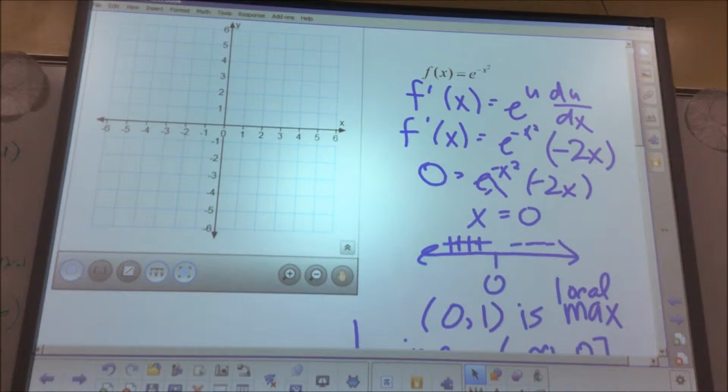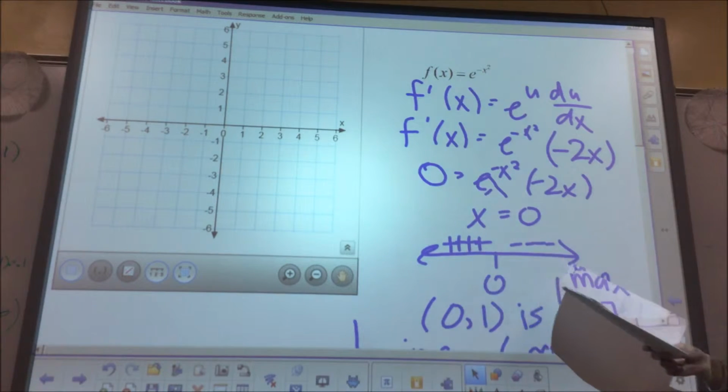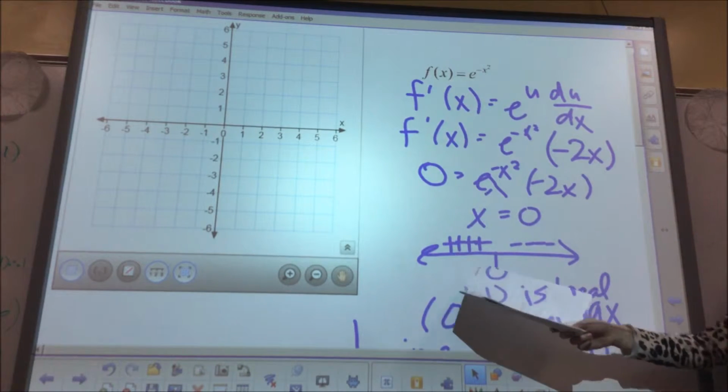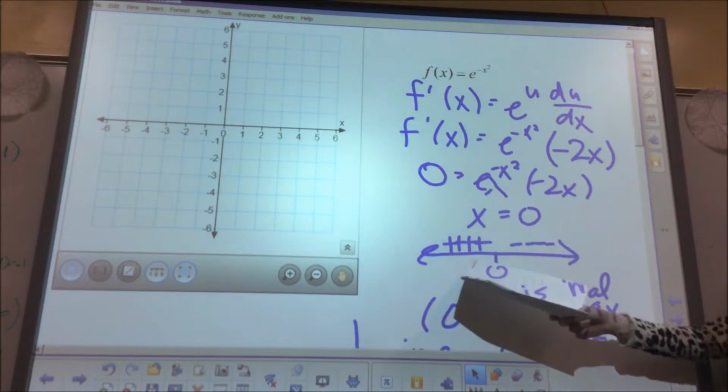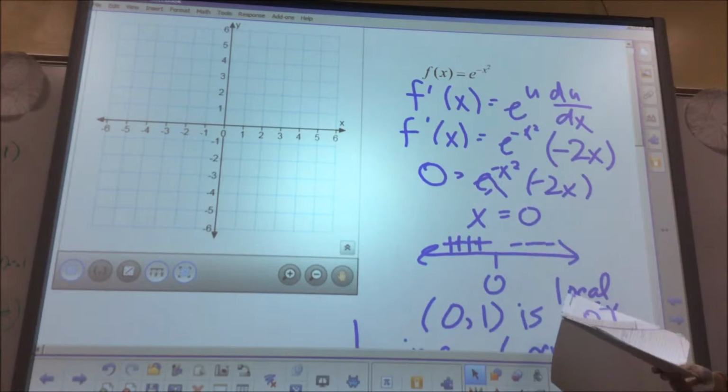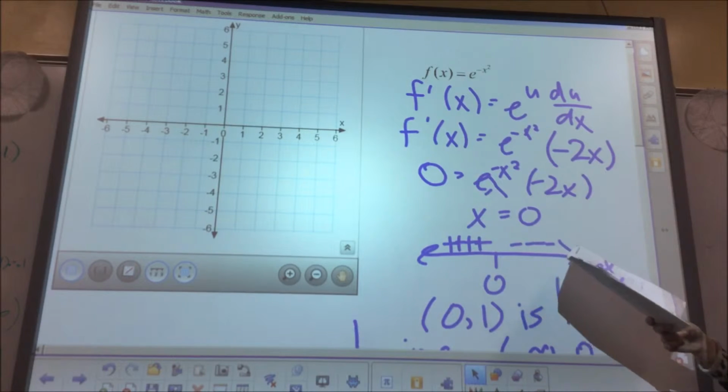Why could I also ignore it when I was doing the sign analysis? It's always positive. Correct. Michael, say that again louder. It's always positive. So the only value I need to plug into, when I'm doing my sign analysis here, is this negative 2x. So when x is less than 0, negative 2x is positive, and when x is greater than 0, negative 2x is negative.